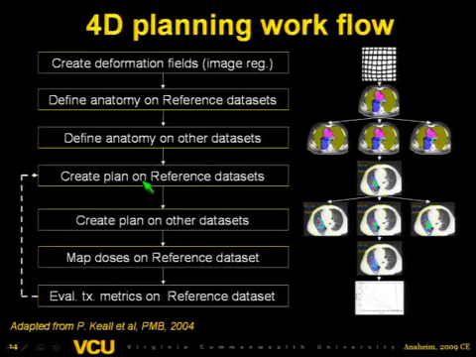Next step is to create a plan and compute doses on the reference data set, and then create a plan and compute doses on the other data sets. And here comes the step where we accumulate the doses. And at the end, the treatment evaluation metrics are evaluated on the accumulated dose that was computed on the reference data set. And if the result is not satisfactory enough, then we can go back and reiterate through these steps as needed.